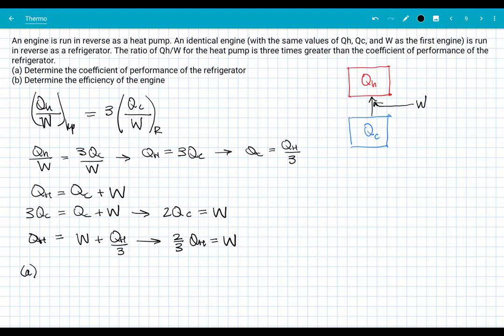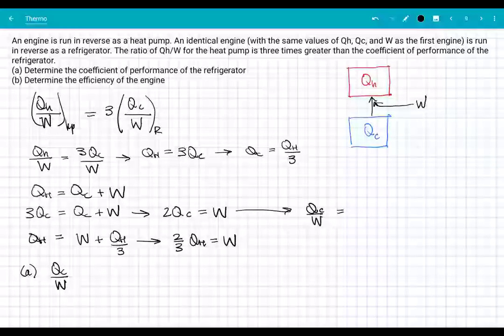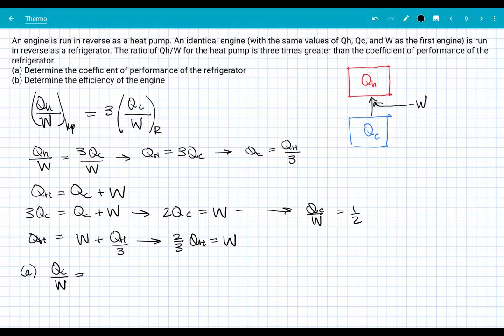Question A, determine the coefficient of performance of the refrigerator. So remember, coefficient of performance for the refrigerator is equal to QC over work. And if I look at this now, what's QC over work going to give me? I can look at this relationship right here. QC divided by work is going to be equal to 1/2. Okay, so there's the coefficient of performance of the refrigerator.